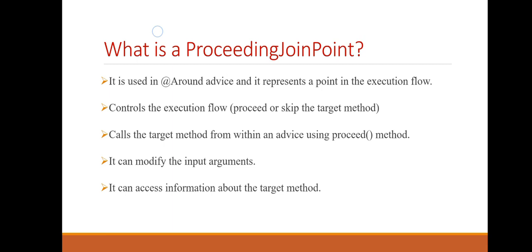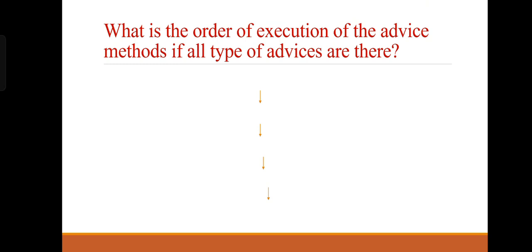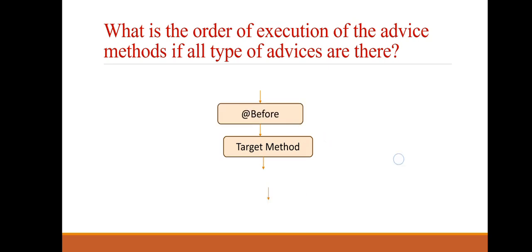So the main point to be considered: what is the order of execution of the advice methods if all types of advices are there? Now you may get confused, right? Because we have all the advices, like @After, @AfterReturning. So we need to understand the order of their execution. First, the target method, that is the actual method call. If we have @Before, that will be executing before this actual method call. Then @After will be executing. So if we have only @Before and @After, the flow is @Before, target method, and then @After.